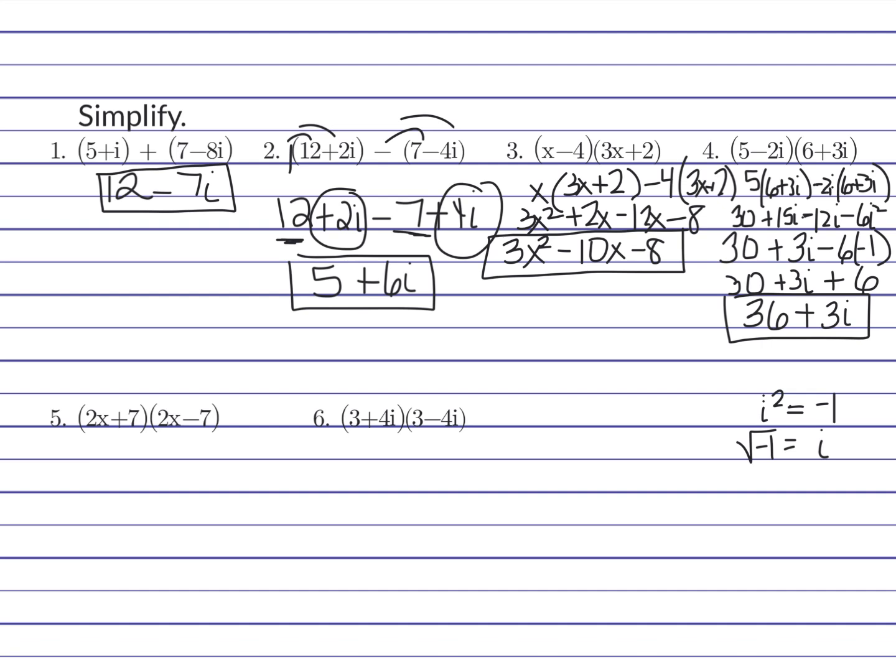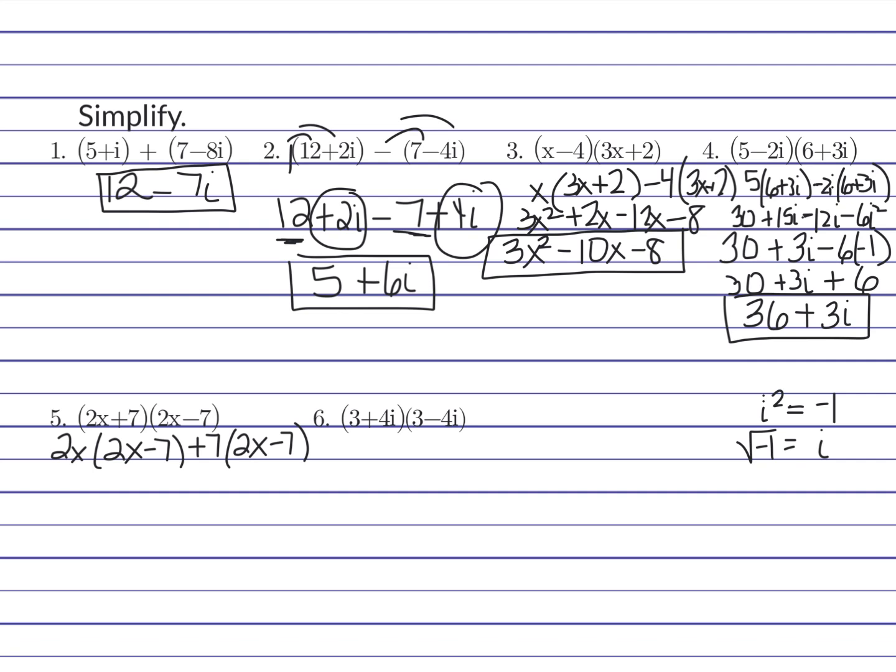If you look at number 5, I do have a product here. I'm going to multiply. I do not have complex numbers, though, so I'm going to multiply this binomial times this binomial using the same procedures I did for number 3 and number 4. I am going to multiply 2x, the first term of the first binomial, times the second binomial. Then I'm going to multiply positive 7 times 2x minus 7.